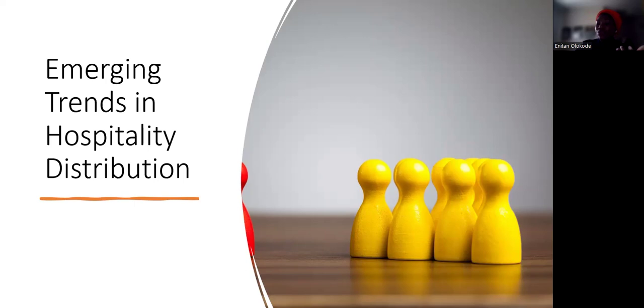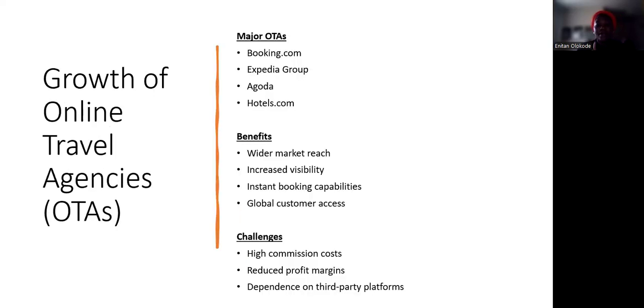So now let's dive into it. The growth of online travel agencies. Our online travel agencies, which we all know as OTAs, have become a significant player in the hospitality industry, in the distribution channel. They already dominate our hospitality distribution. And just like we said earlier in our previous classes, examples of these are Booking.com, Expedia, Agoda, Hotels.com, Hotels.ng. Name it, we have thousands of them. And what are they here to do? What do they provide to us? They provide to us and to our customers access to global markets and millions of potential guests.